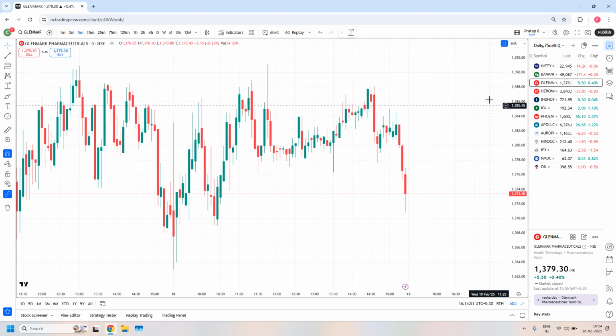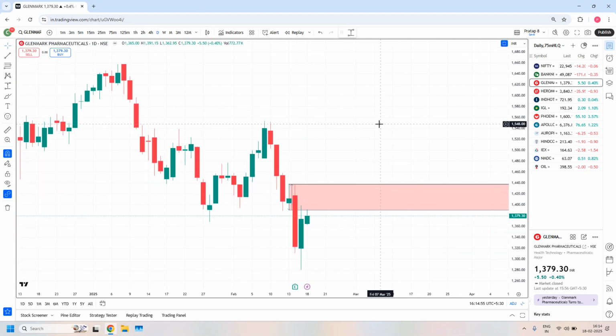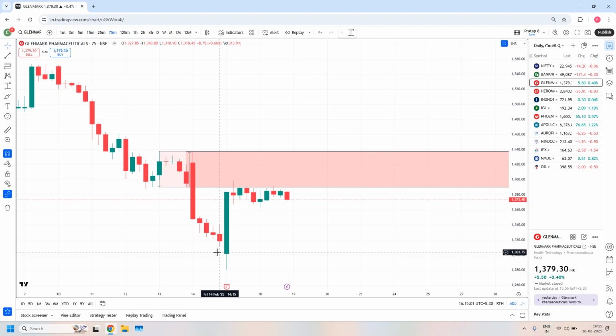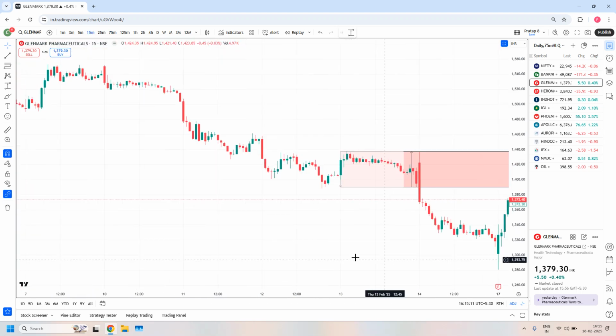First one is Glenmark. This is a daily high liquidity supply zone, drop-base-drop. And this daily zone is fine-tuned with a 75-minute zone. You see here, drop, base, again drop, the 75-minute zone. Within 75, I did not fine-tune with 15 minutes. That means the 15-minute structure is not good.